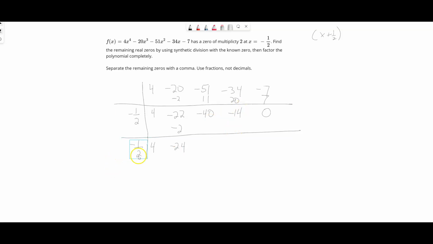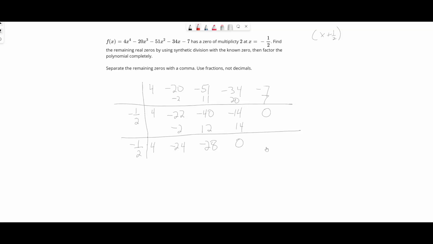Negative 1/2 times negative 24 is 12. And we add together, that's negative 28. Negative 1/2 of negative 28 is 14. Negative 14 plus 14 is 0. All right, so we got this to be a zero a second time. That verifies the fact that the zero was multiplicity 2. So they gave us true information. We use that information to pull out the negative 1/2, not once, but twice.